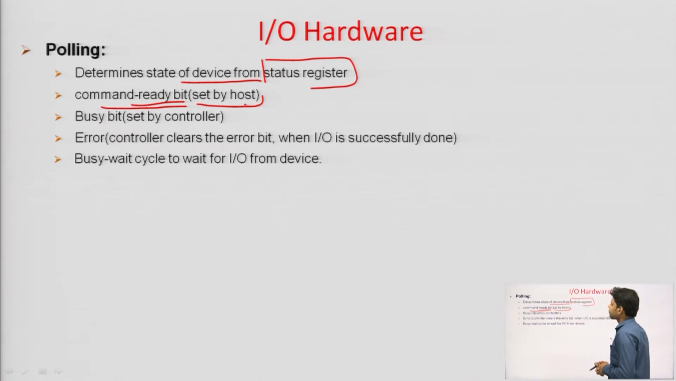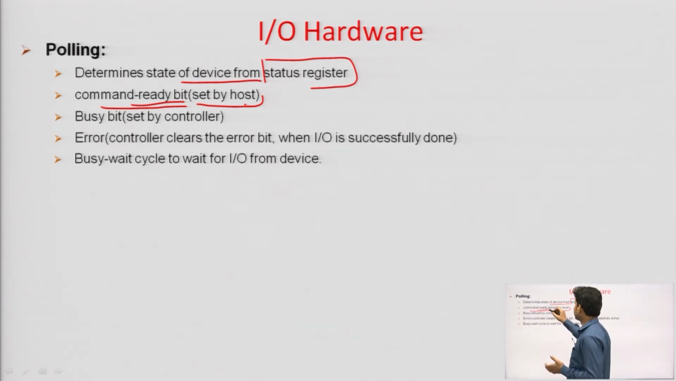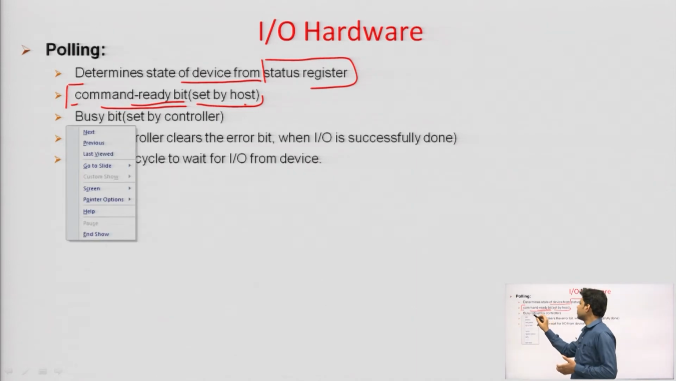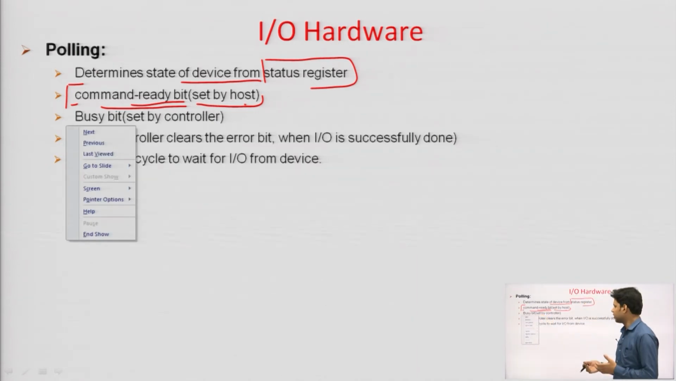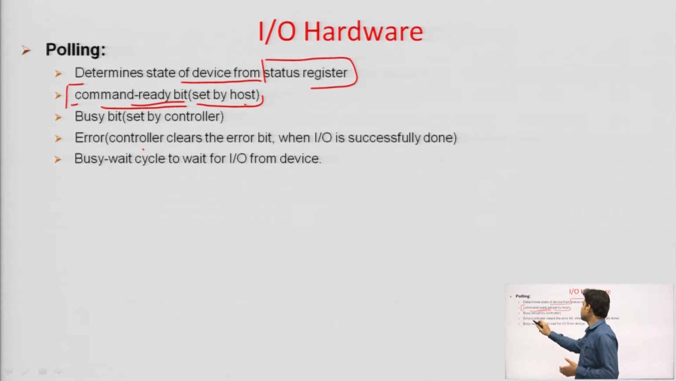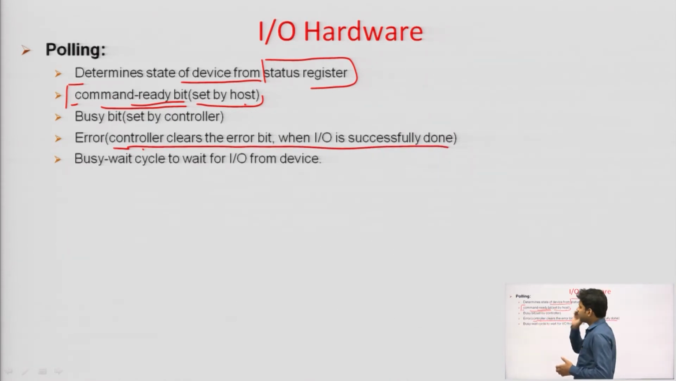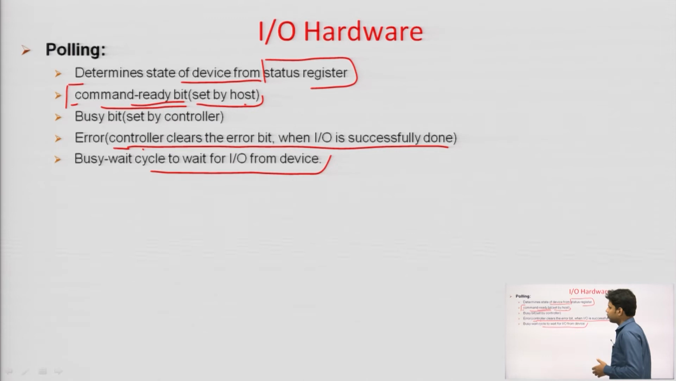Now the busy bit: if the controller is free now but it is taking the responsibility of this command ready, it is taking some task, it will set the busy bit to 1, meaning now it is busy. Similarly, the error bit is cleared by the controller when IO is successfully done. This error and busy bit is set by the controller. Then there is a busy wait cycle to wait for input output from the devices.